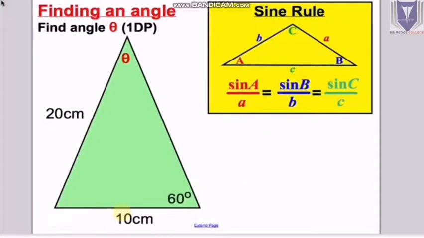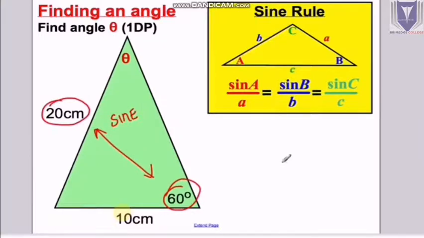Okay, let's move further. This is another example. Let's see, we have 20 centimeter and the opposite angle is 60 degrees. We have 10 centimeter and the opposite angle is theta. If you watch for this formula book, I used sine A over A instead of A over sine A that we have always used. The reason is because this time we are looking for angles.